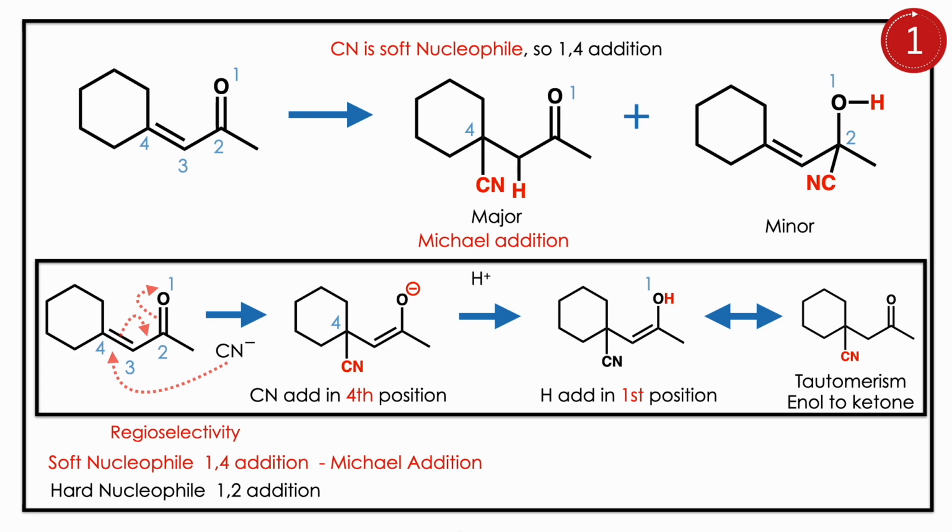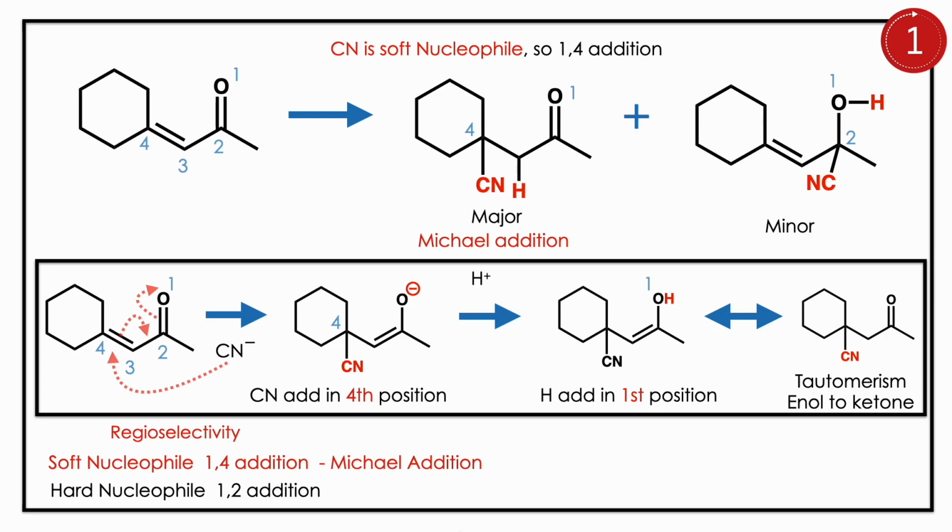Let us see why it is called 1,4 addition. If you look inside, cyanide can attack the fourth position because it is soft. Then the double bond migrates, and you have O minus, which will be replaced with hydrogen, so it is an alcohol. Then keto-enol tautomerism occurs, and you finally have the ketone.